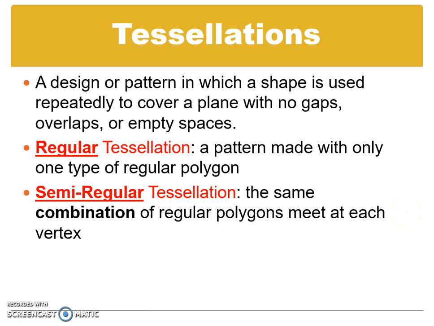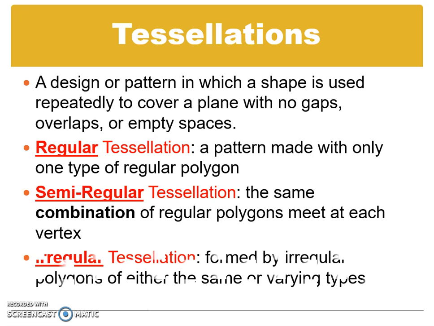Semi-regular tessellation: the same combination of regular polygons meet at each vertex. Irregular tessellation: formed by irregular polygons of either the same or varying types. So semi-regular is a combination of regular polygons, the same combination meeting at each vertex. Irregular is formed by irregular polygons, just like normal polygons, of either the same or varying types.